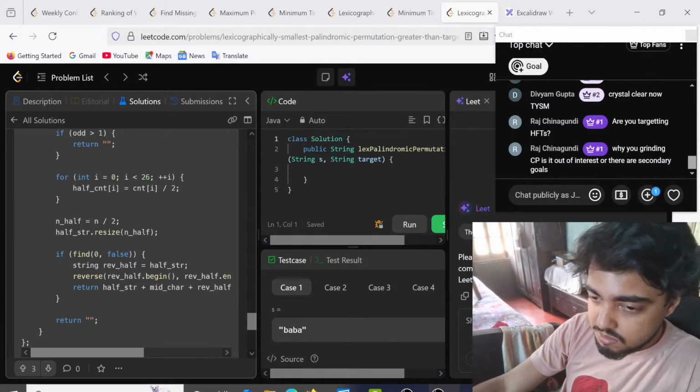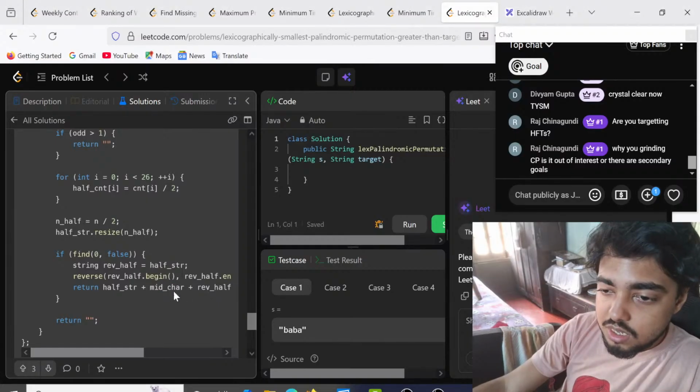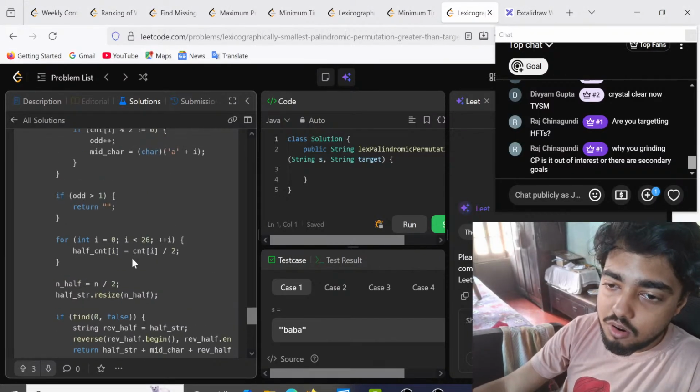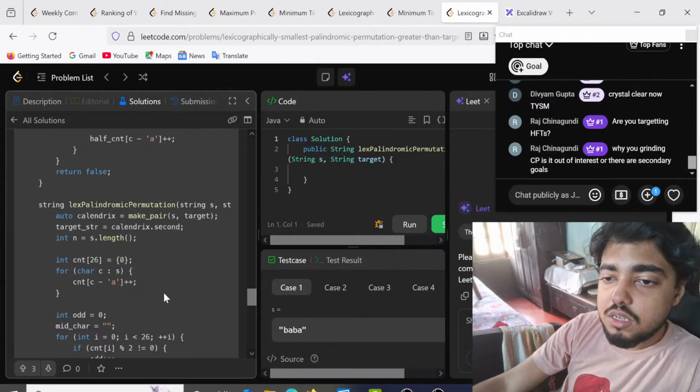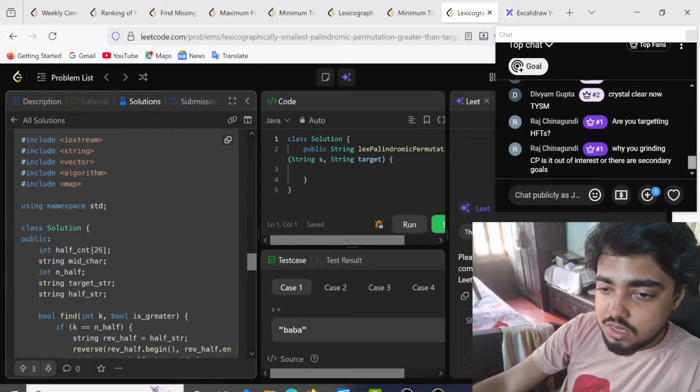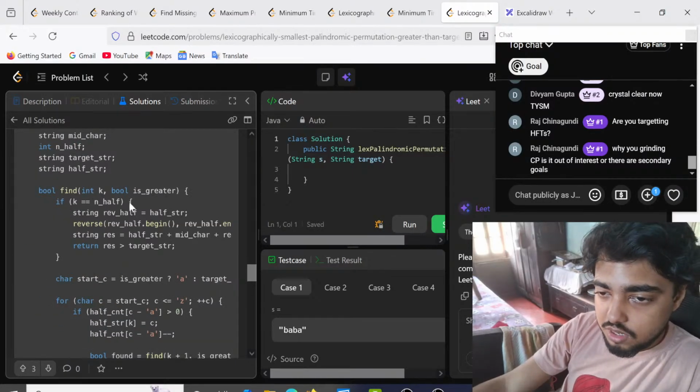If there's a mid character, then also you have to check. You know what the mid character is? It is the count where the odd was 1. Mid character is where the count was odd. So this is the find. This is the core logic of what he is trying to do.